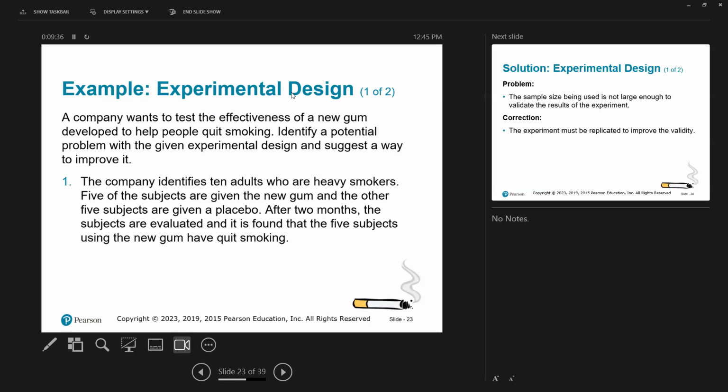So now let's look at an experimental design example. A company wants to test the effectiveness of a new gum developed to help people quit smoking. Identify a potential problem with the given experimental design and suggest a way to improve it. So here's what they're doing. The company identifies 10 adults who are heavy smokers. 5 of the subjects are given the new gum, and the other 5 subjects are given a placebo. After 2 months, the subjects are evaluated, and it is found that the 5 subjects using the new gum have quit smoking. Okay, so we're going to find the problem here.